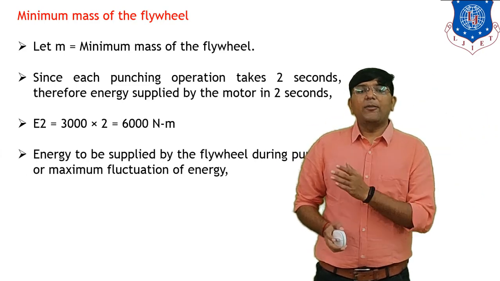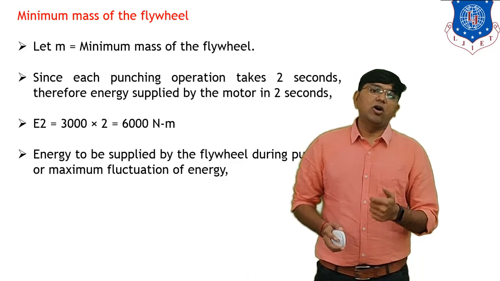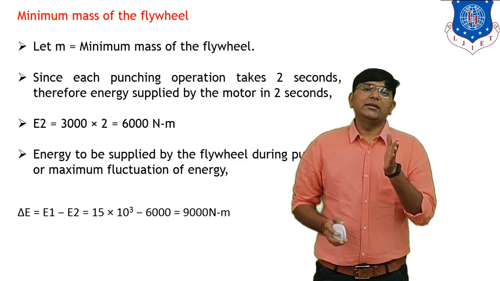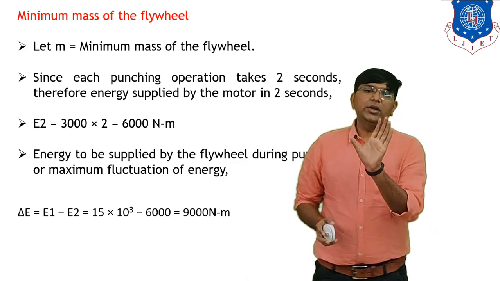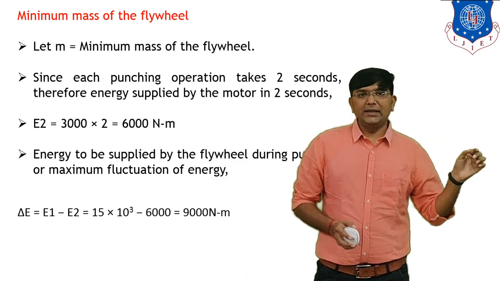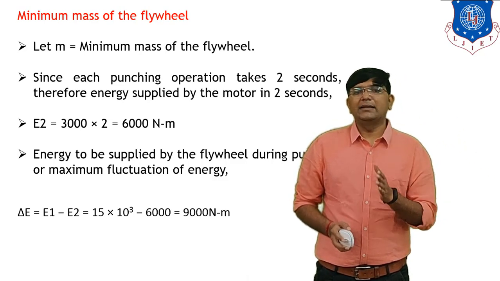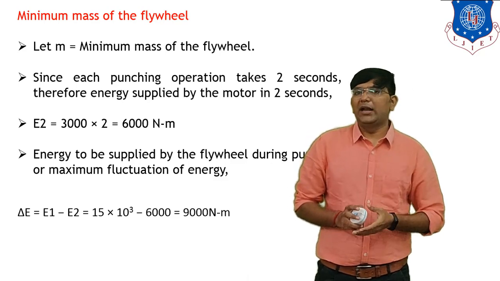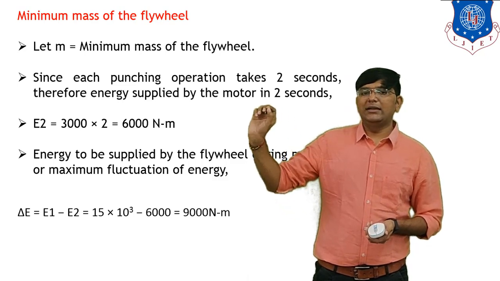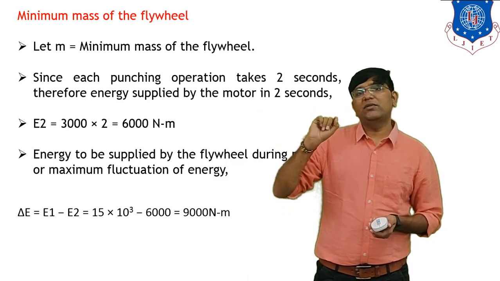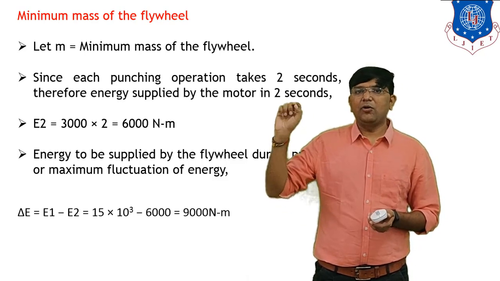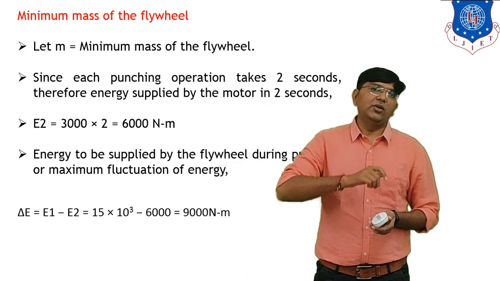So the energy to be supplied by the flywheel during punching, or maximum fluctuation of energy, that is delta E, is equal to E1 minus E2. Put the value of E1 and E2 over here. So the value of E1, that is 15 into 10 raised to 3, minus 6000 is equal to 9000 Newton meter. That is the value of delta E. Now we have calculated delta E, that is 9000 Newton meter. Now the second equation for delta E is I omega square Cs. Based on that you have to calculate the mass of the flywheel.